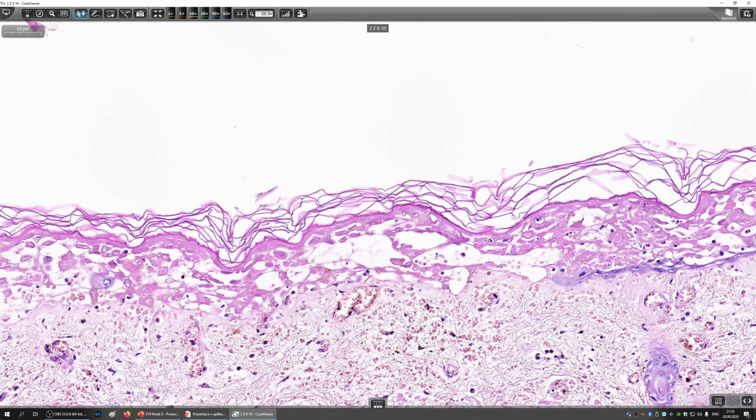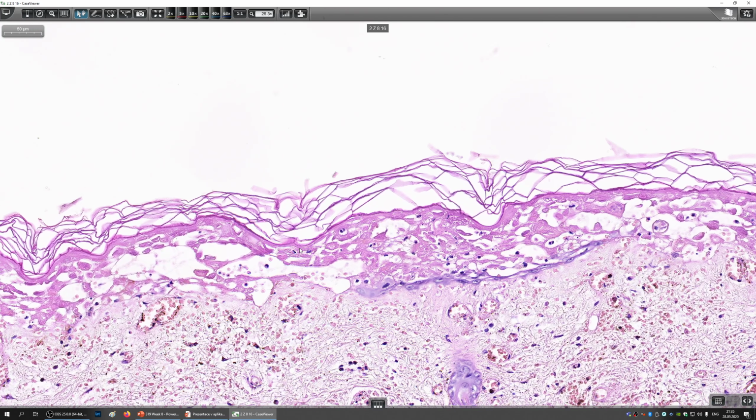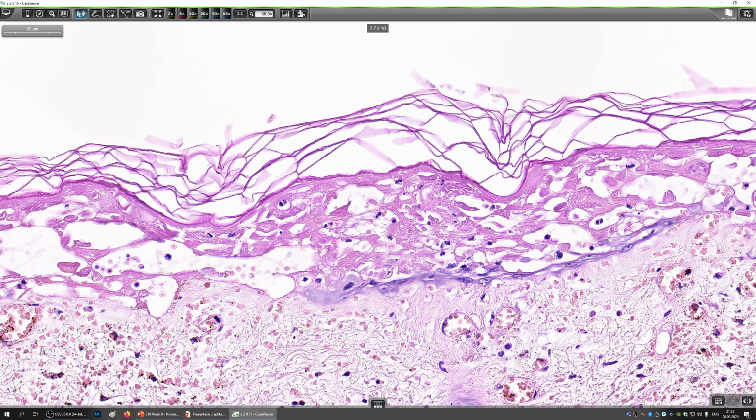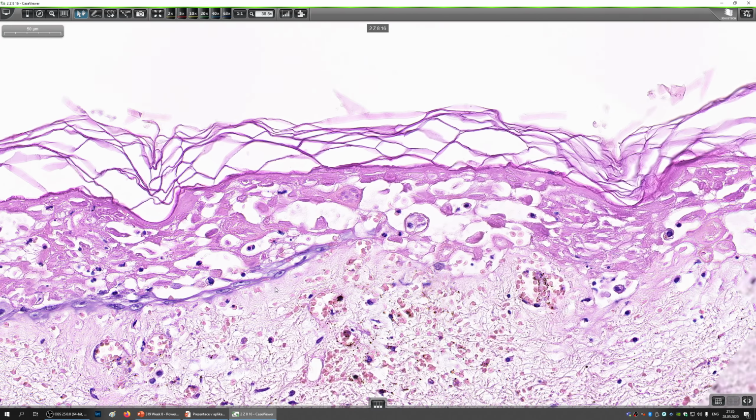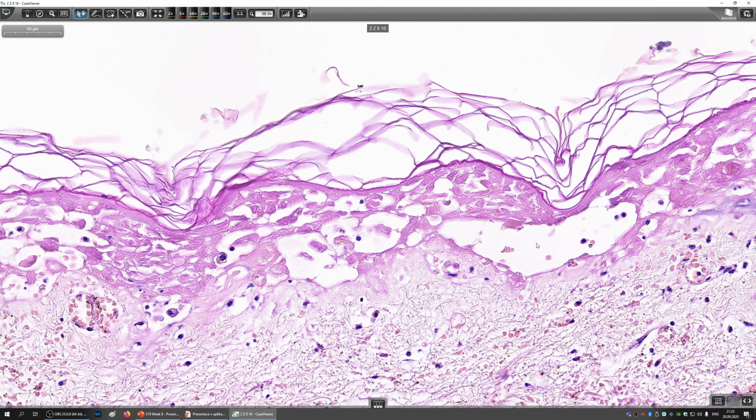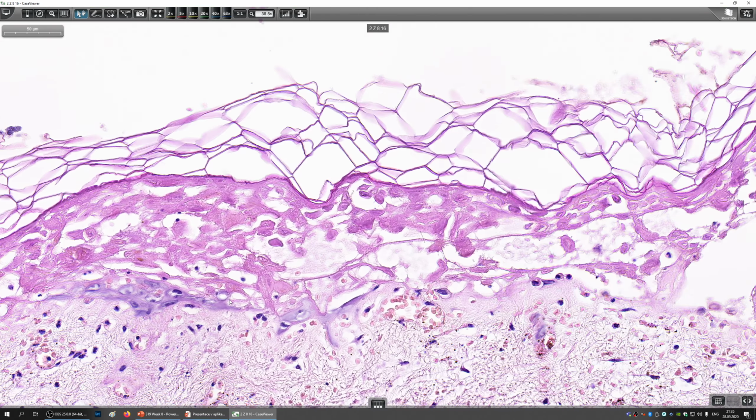So this blister is quite large, it's going to pop anytime, and here you see already that the epidermis below is regenerating, so this is reepithelialization of the defect. So here we see a lot of nice things going on at the same time.